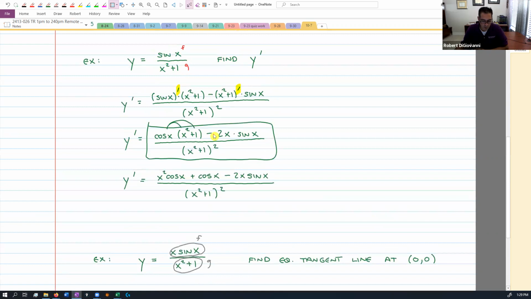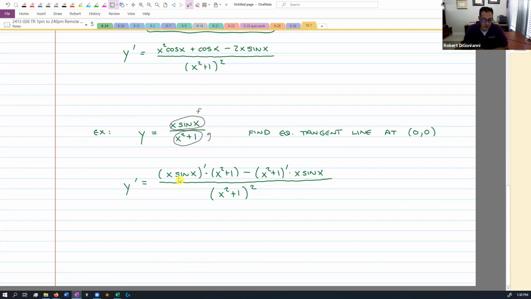So if you compare that to what we had up here, it's very similar, right? The big difference is this right here. Here we took the derivative of sine x, right? Here we're taking the derivative of what? x sine x. x times sine x. So when you take the derivative of that, you now have to apply the product rule to that piece. So that's going to be a little bit complicated.